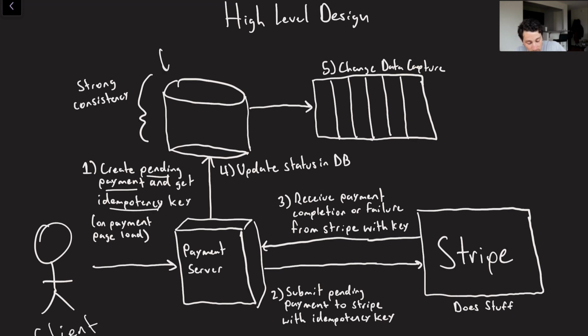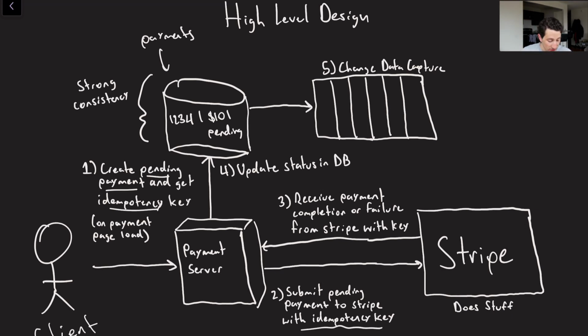How do we do that? Well, we go over here to our payments database. So now what we might have is something that says key is 1234, payment is $10, and right now it's pending. Cool. So now in step 2, we take our payment server, and what we're going to do is go to Stripe with our idempotency key.